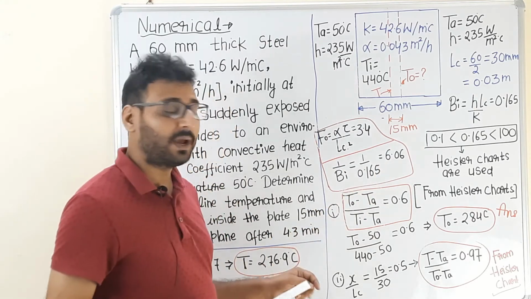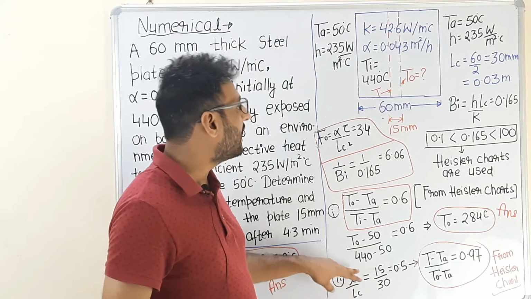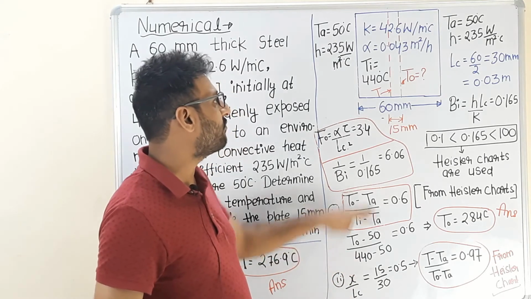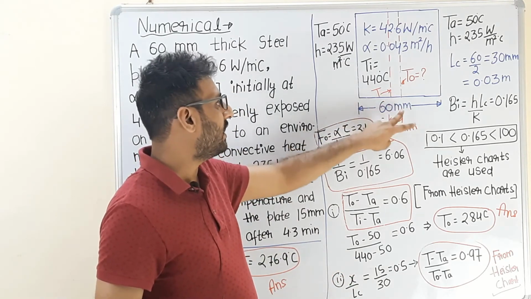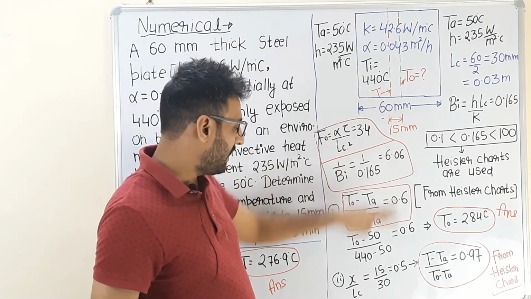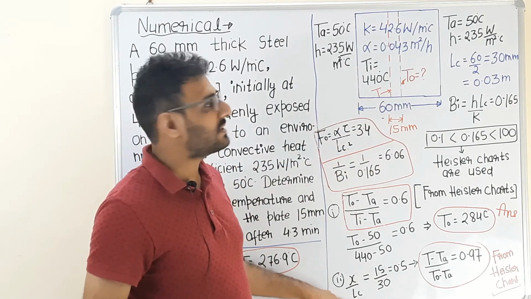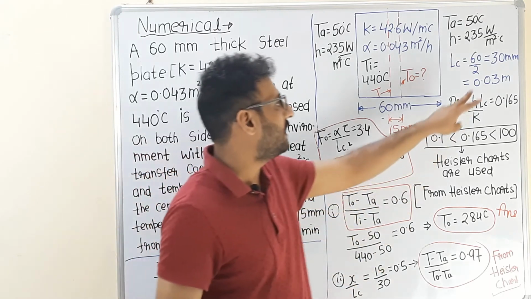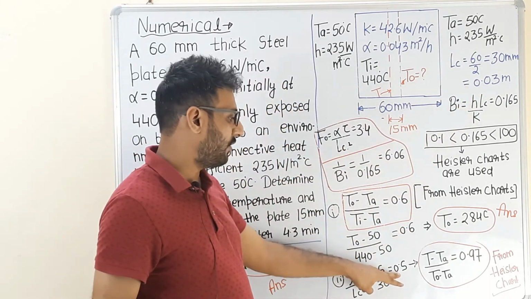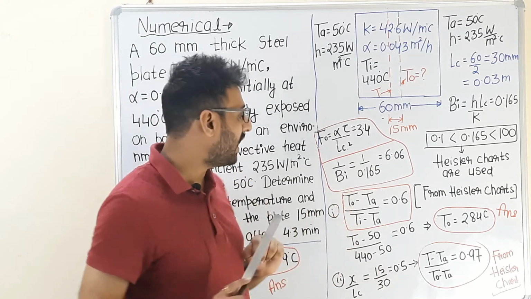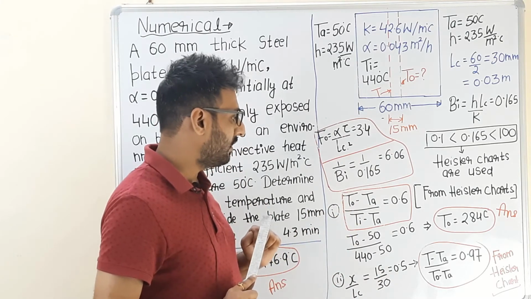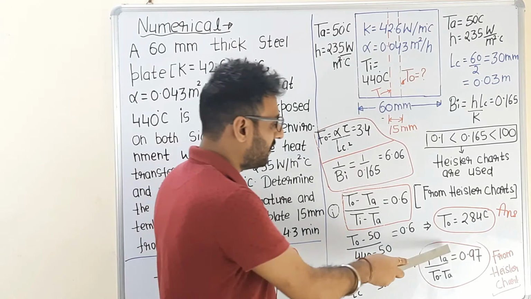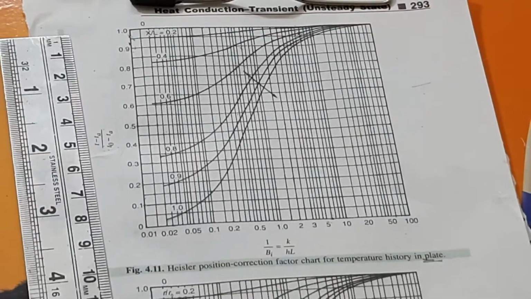Now we need to determine the value of x by Lc. Here x is the distance of the point from the mid plane, so the value of x is 15 mm, and Lc is the characteristic length, which is here 30 mm. So the ratio comes out to be 0.5. Now we are going to determine the value of this factor from the Heisler chart.